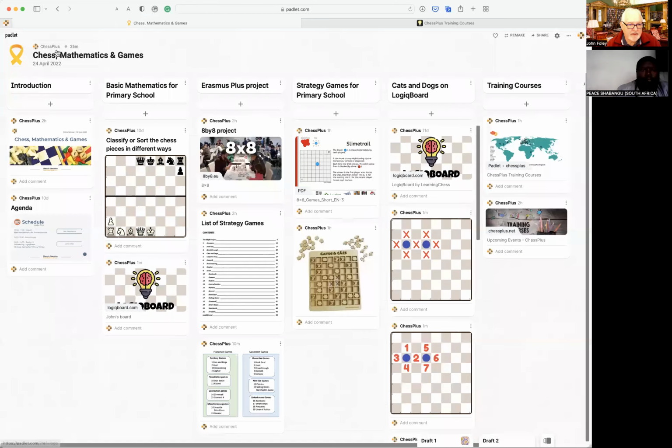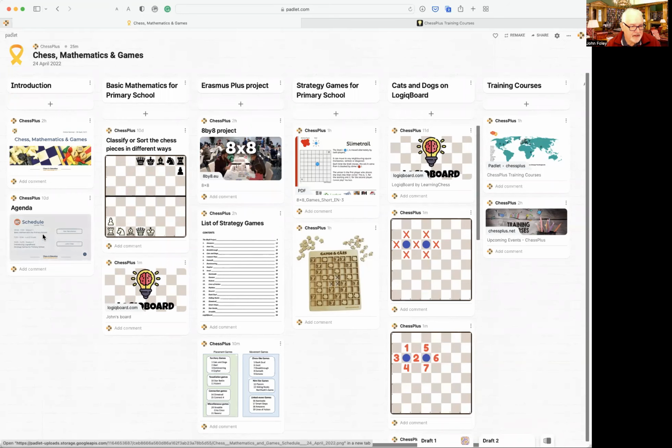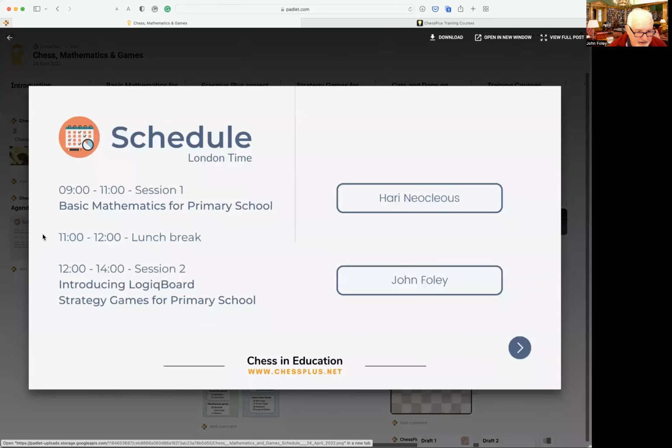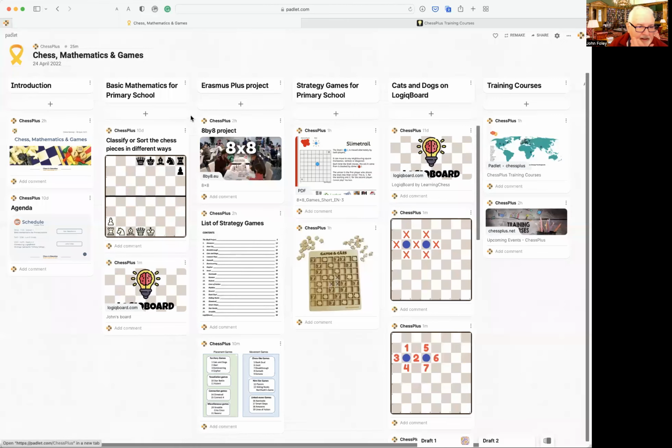So I'm going to now be showing you this on this kind of board, which is called Padlet, which you probably have come across previously. And it just enables us to see exactly what is being discussed, what's being presented. So we're on to the second session now. I'm John Foley from ChessPlus.